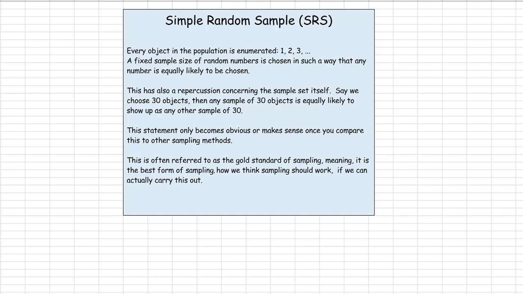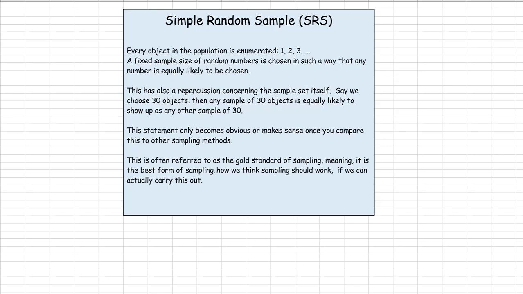Let's look at a simple random sample. Every object in the population is enumerated. Just 1, 2, 3. A fixed sample size of random numbers is chosen in such a way that any number is equally likely to be chosen.